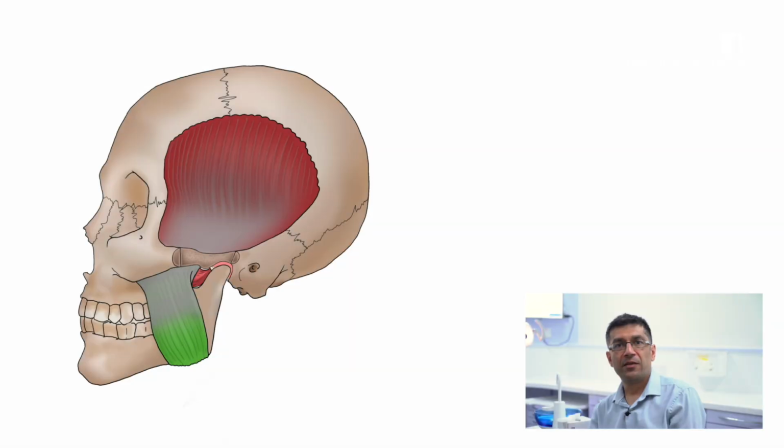The basic structures of this masticatory or chewing system can be divided into the joint and the muscles. The temporomandibular joint is formed by the condyle of the mandible, which sits in the glenoid fossa of the skull, with a cartilaginous disc between the condyle and the skull.